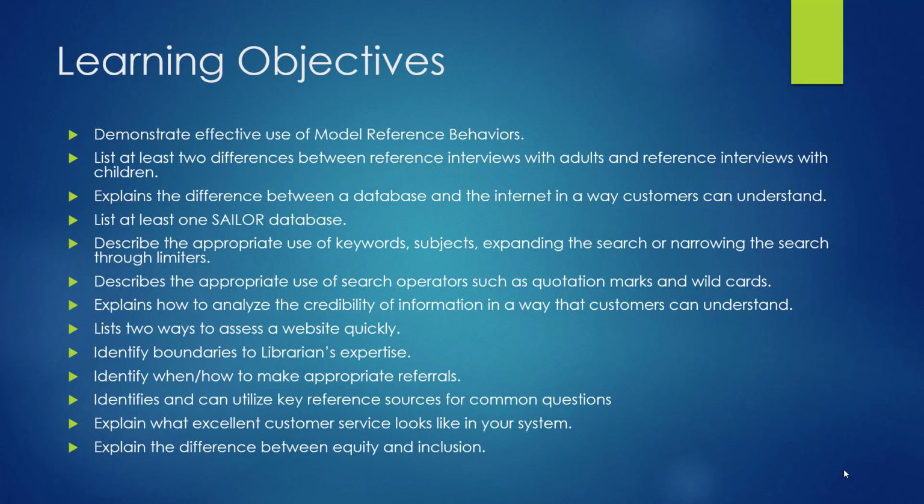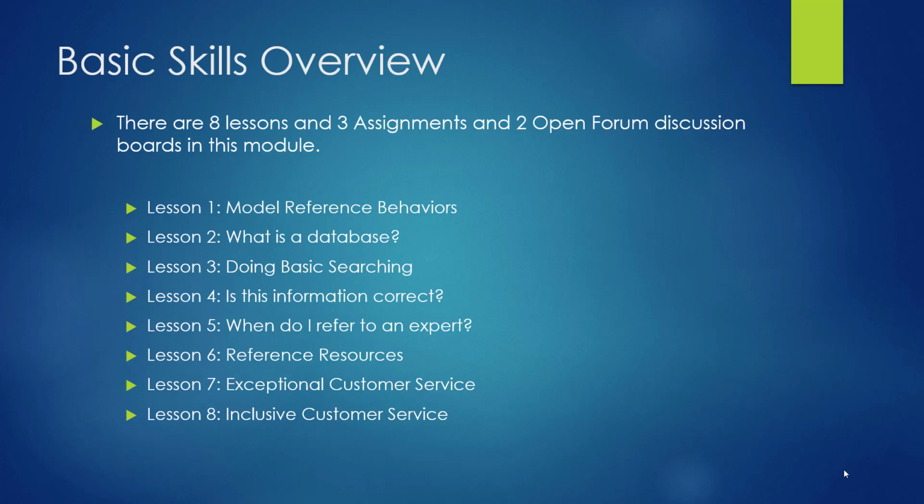We should also be able to identify boundaries to a librarian's expertise, and also when and how to make appropriate referrals. We'll also identify key reference sources for common questions, and also explain what excellent customer service looks like in your library system. Finally, we'll take a look at the difference between equity and inclusion. There are 8 lessons, 3 assignments, and 2 discussion board posts in this module.